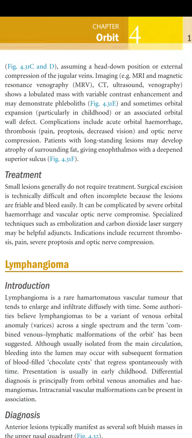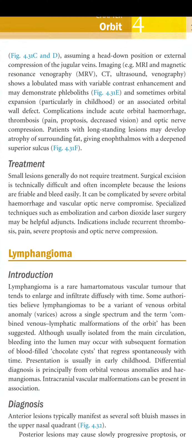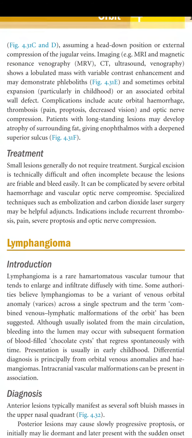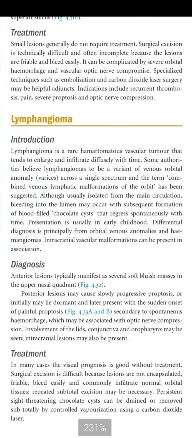It may be complicated by severe orbital hemorrhage, and it can cause optic nerve compression, so it can be complicated by severe orbital hemorrhage and vascular or optic nerve compromise. Specialized techniques such as embolization and carbon dioxide laser surgery may be helpful adjuncts. Indications include recurrent thrombosis, pain, severe proptosis, and optic nerve compression. So there are certain indications for removal of the lesion: if there is recurrent thrombosis, severe pain, severe proptosis, or optic nerve compression, then you can do surgical excision. Another thing is lymphangioma.